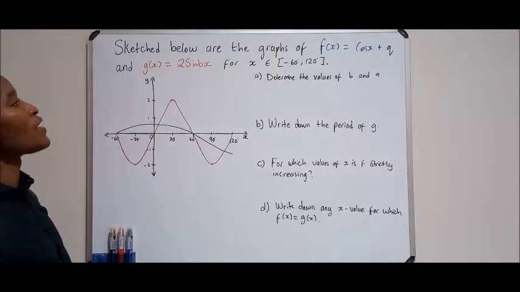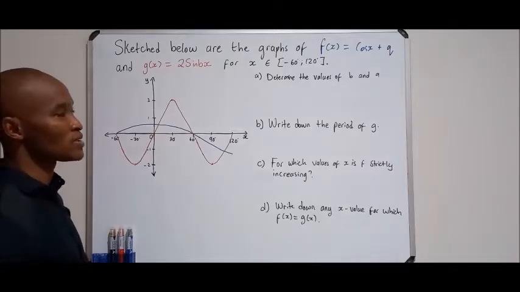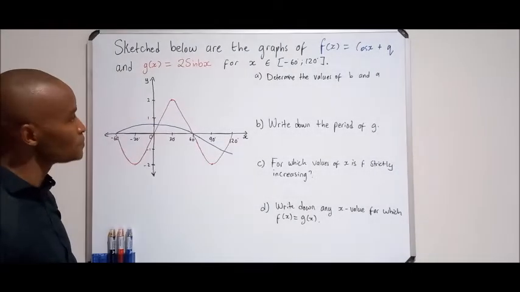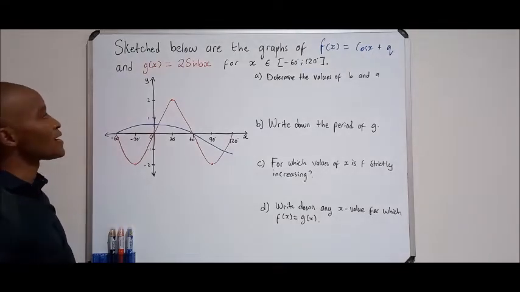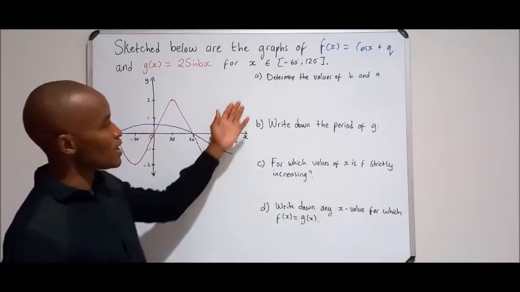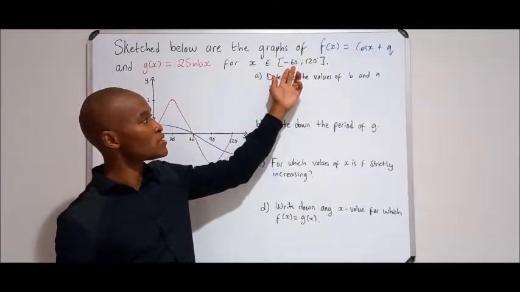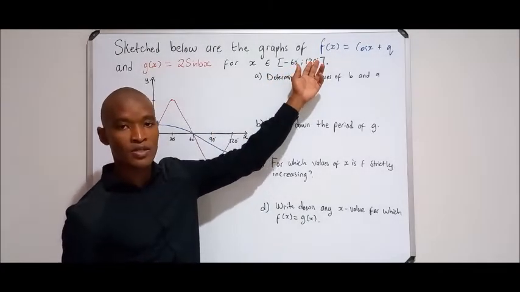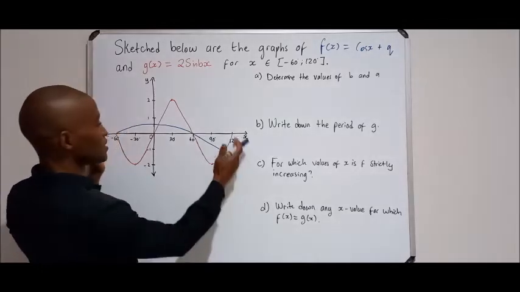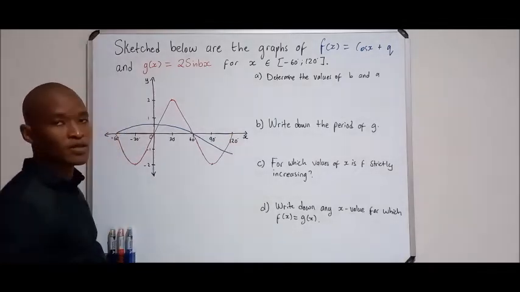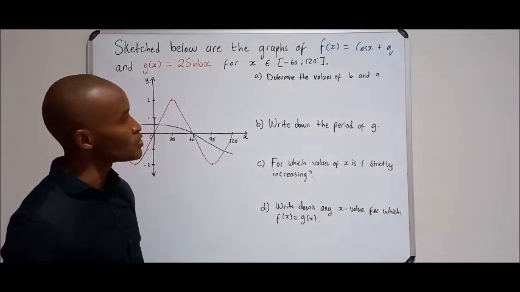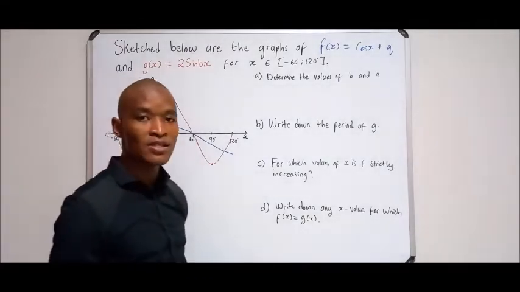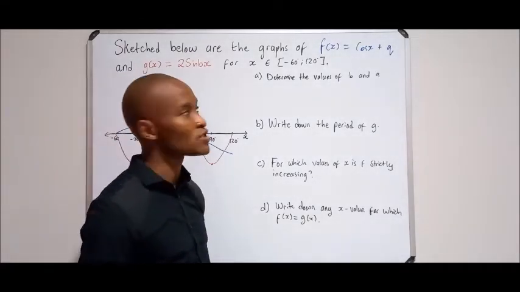Sketched below are the graphs of f of x equal to cos x plus q and g of x equal to 2 sin bx for x element of negative 60 degrees to 120 degrees. We do confirm that that is the interval for which these graphs are sketched. Okay, we go back to the equations. Let us see what information we can extract.